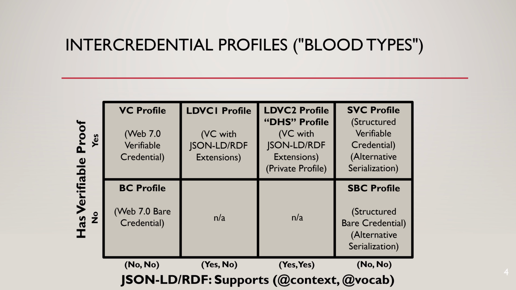To the right of the VC profile, there's the LD VC1 profile, the verifiable credential with JSON-LD RDF extensions, profile number 1. To the right of that, there's the LD VC2, which is the verifiable credential with JSON-LD RDF extensions. That's kind of a private profile that DHS leverages a lot in what they do. And finally, we have a couple of examples of structured credentials on the right-hand side.